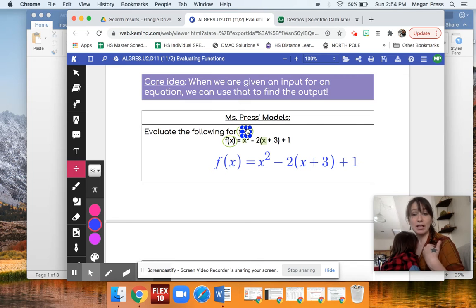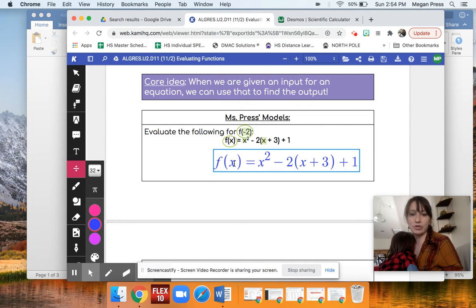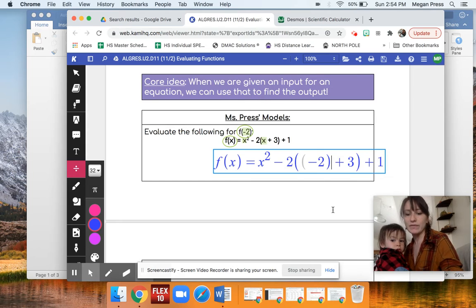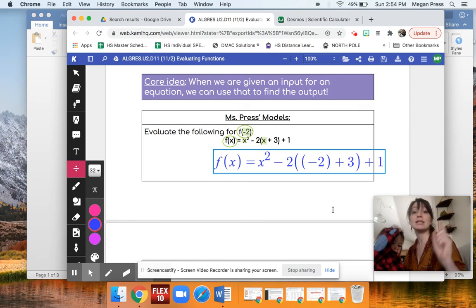Now, it says f of negative 2. So again, what that's telling me is I'm going to swap the x with negative 2. So everywhere that I see here an x, I'm going to put a negative 2. But, Miss Press, you have to remember parentheses, okay? It's very important that I put parentheses, even though there's already one there, I need to put parentheses all the way around my negative 2, okay?